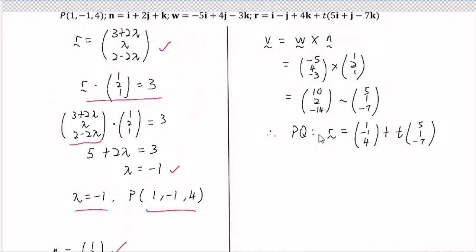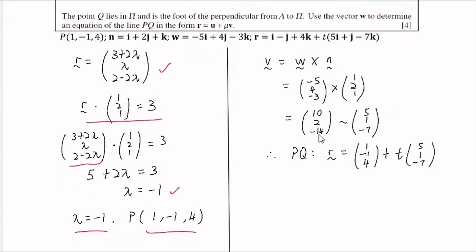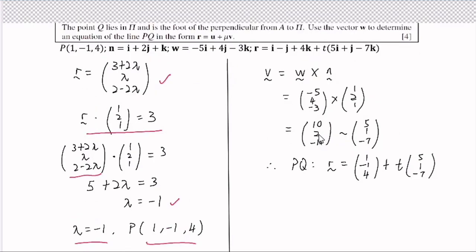For the third part, a point Q lies in pi and is the foot of the perpendicular from A to pi. Use vector w to determine the equation of a line PQ in the form r is equal to u plus mu v.